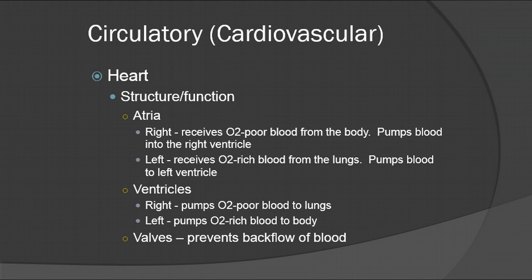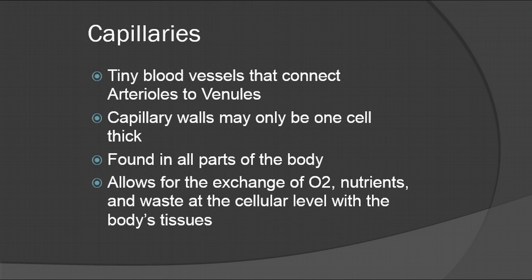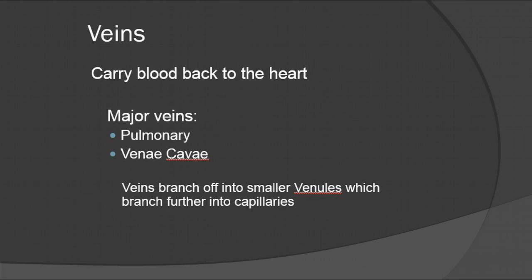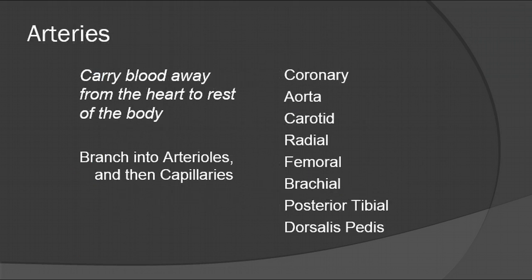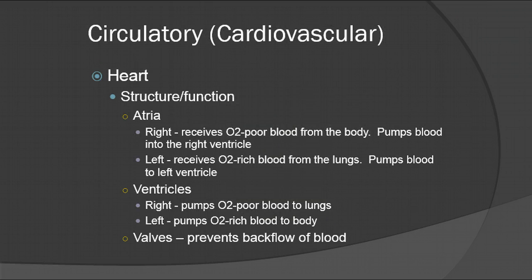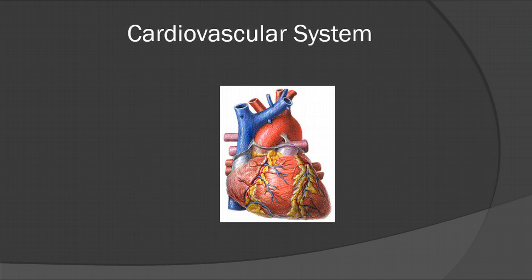Everything works together. So the circulatory system is composed of the heart, the arteries and veins, and the blood. As far as the heart's structure and function, you have the atria and you have the ventricles. You also have valves, which prevent the backflow of blood. Let's go into the atria very quickly. I'm just going to go back to this picture so you can take a look.